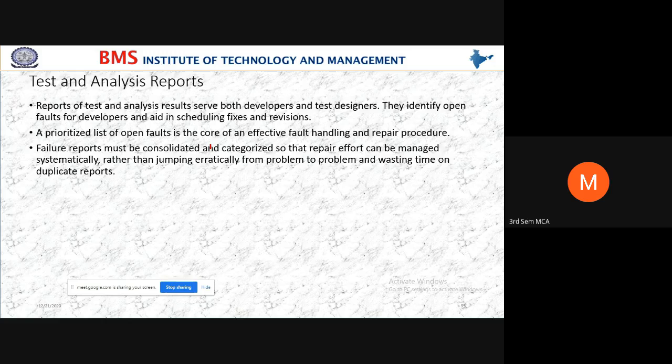A prioritized list of open faults is the core of an effective fault handling and repair procedure. If you take a larger project, and the developer and the test engineer have made many mistakes, then a priority is given for each fault. Whichever is most important, that fault should be solved first. Whichever is less important, that fault should be solved later. So based on the situation and the priority, the fault will be solved.